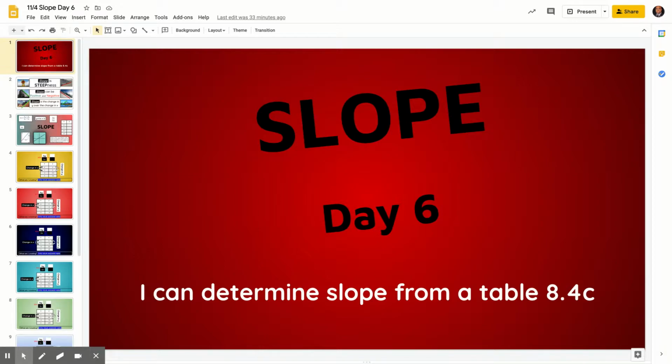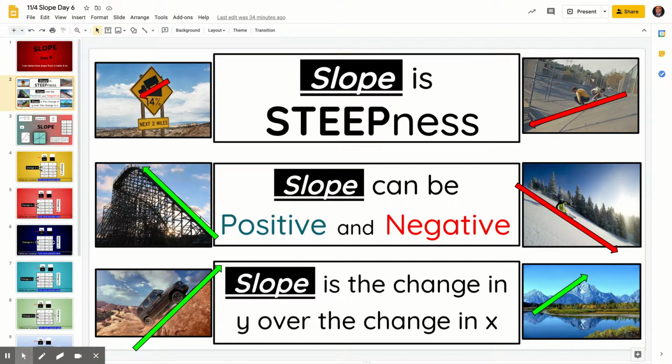Our I can statement is I can determine slope from a table, TEKS 8.4C. Ladies and gentlemen, today we're going to be learning about what the word slope actually is and what it means. In summary, slope is steepness. So why are you learning this? Learning about this so that you can learn about how things with slope or steepness affect our day-to-day life.